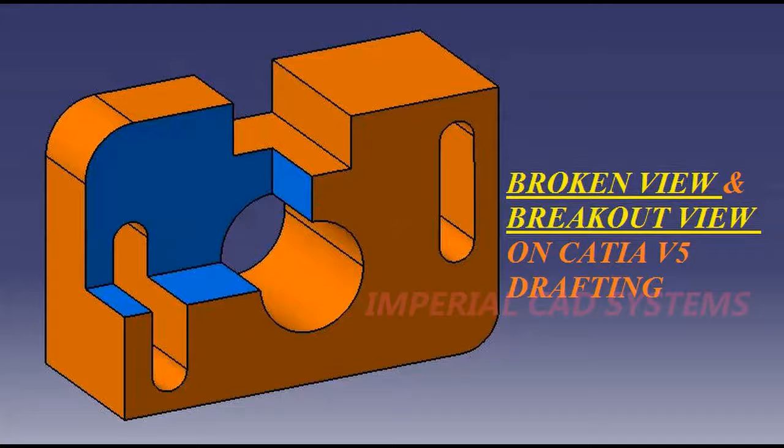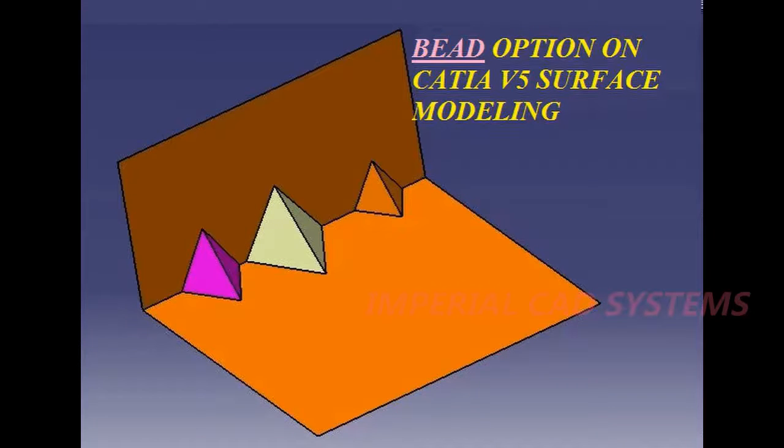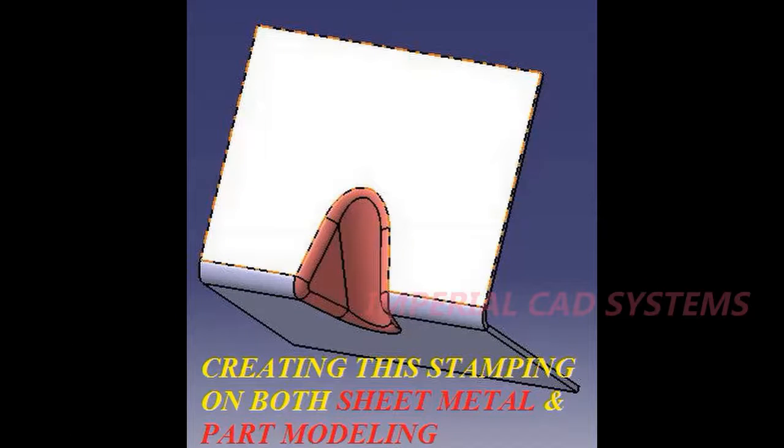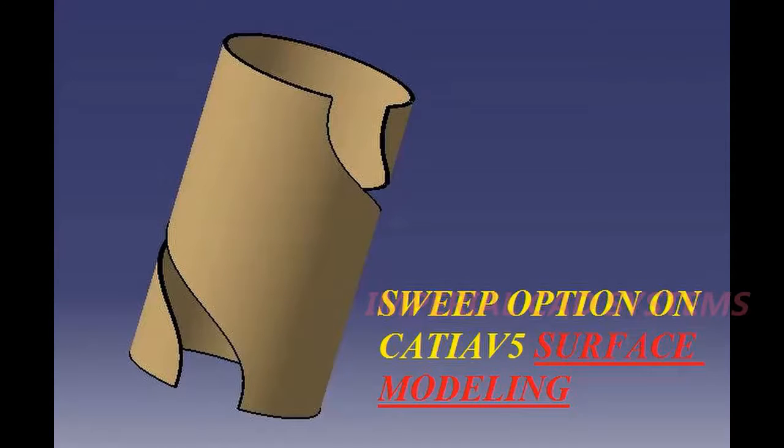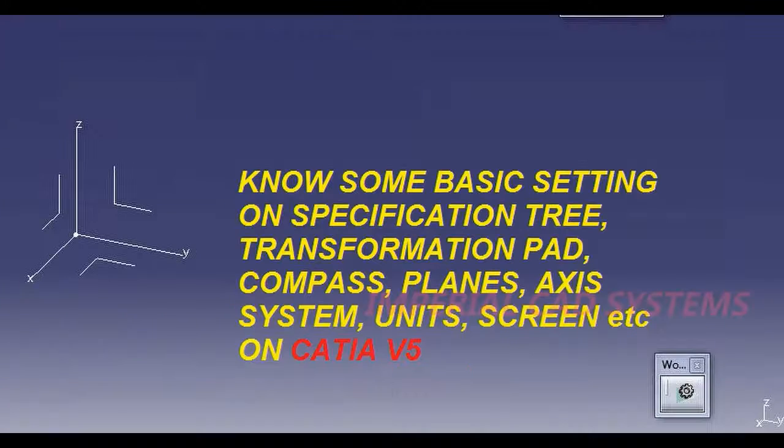V is a version. V5, CATIA V5, CATIA V6 also there, but most of the companies use V5. Versions started from V1, V2, V3, V4, V5, V6. V1, V2, V3 started in the 1980s. V4 started in the year 1994. V5 from 1998. V6 from 2008. CATIA V5 was developed by Dassault Systèmes.